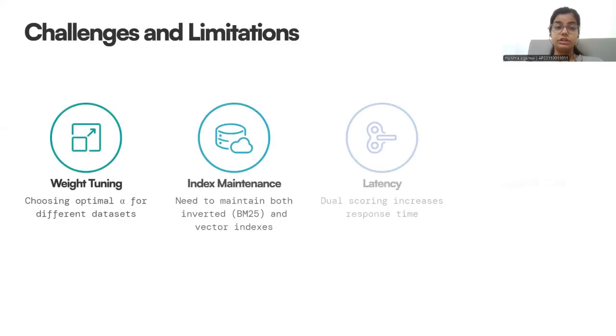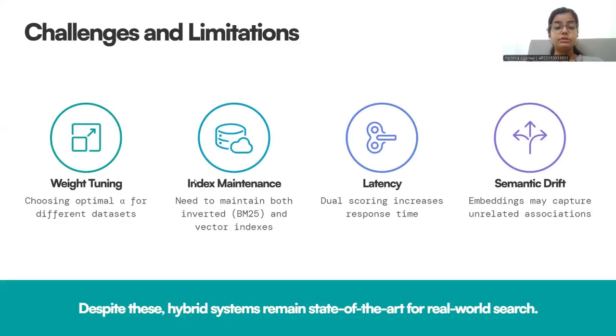So of course there are challenges too. The first is weight tuning: choosing the best weight for each dataset can be tricky. Then there is index maintenance. We need to maintain both an inverted index for BM25 and a vector index for embedding. Latency can increase slightly since two retrievals happen in parallel. And finally, semantic drift, where embeddings might relate unrelated concepts. But even with these limitations, hybrid search engines are top-performing real-world solutions.